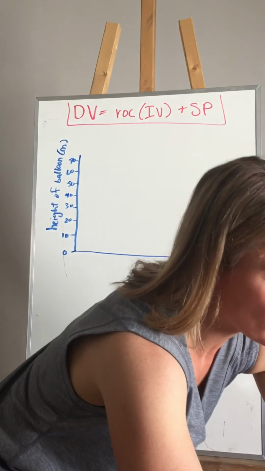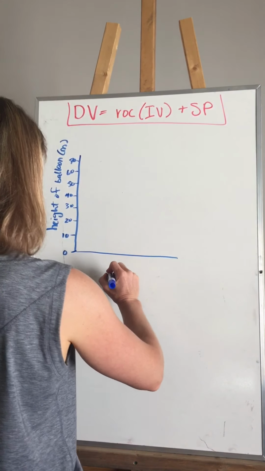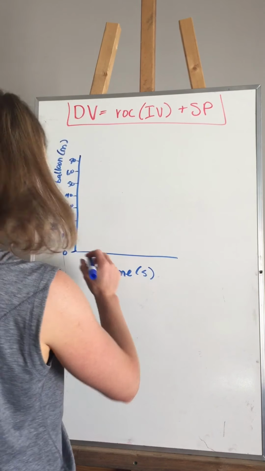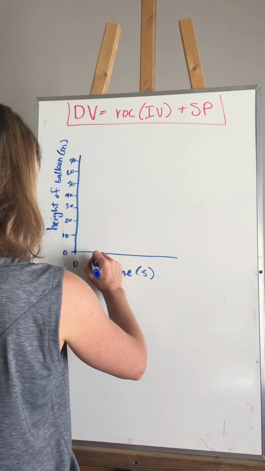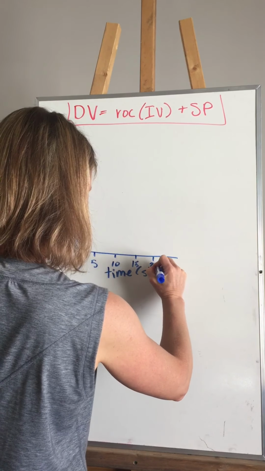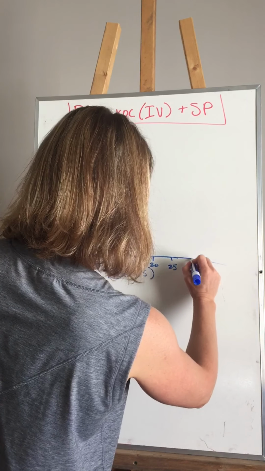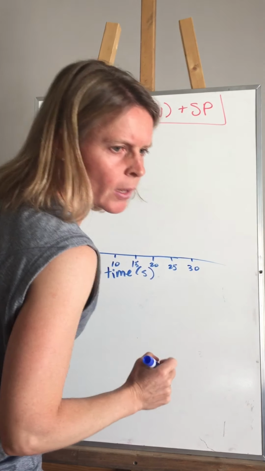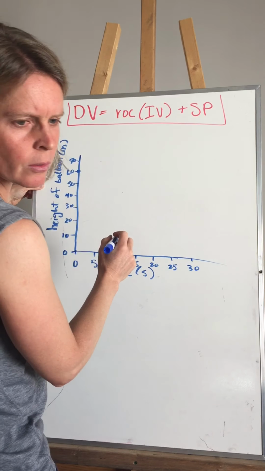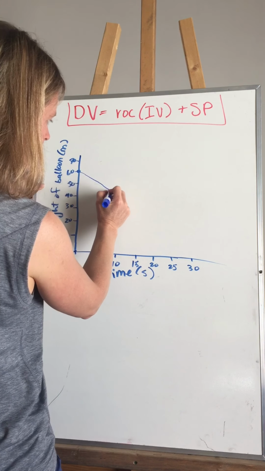And then the bottom will probably be time in seconds. And here we're going up by 5s. So 0, 10, 20, 25, 30. Okay, so it is going to start at 60 meters and fall at a constant rate.